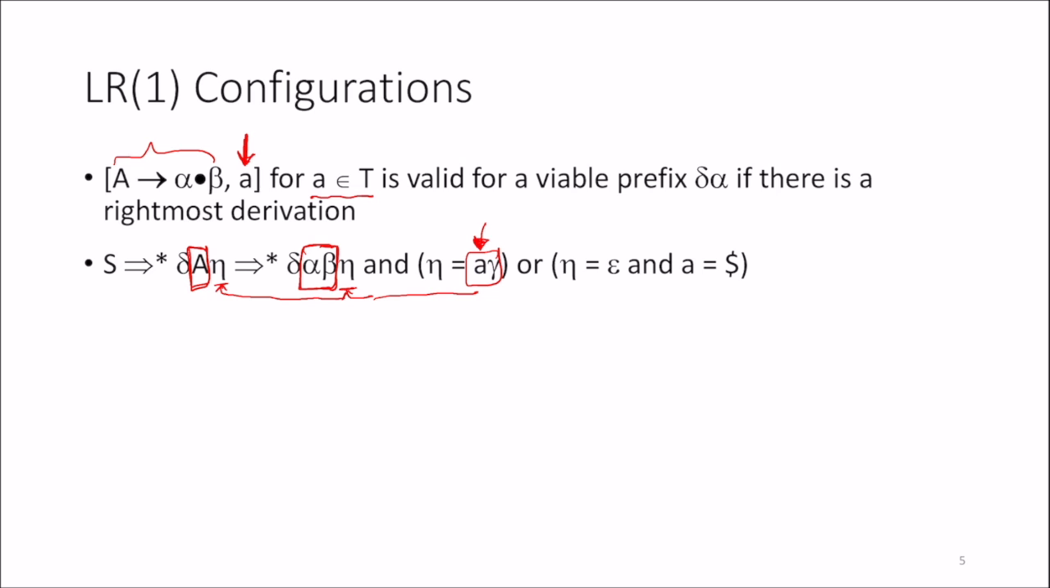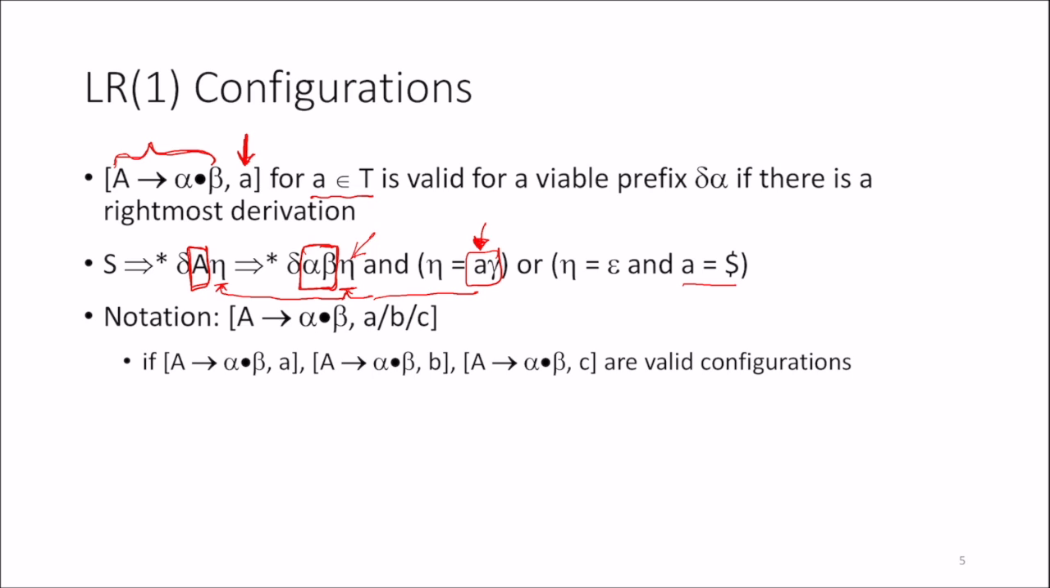Working through an example is going to make this a lot clearer, but in a general mathematical sense, what we're doing is working through all of the derivations and looking for the context in which I can do the reduction, this reduce for this rule. And if this eta is empty, then the A has to be the end of input symbol, because there's nothing to the right. It has to be essentially the right edge of the input string. So what follows is the end of input symbol.